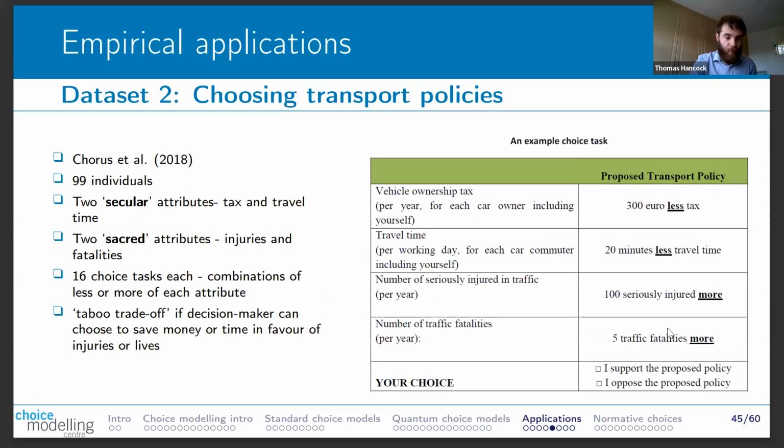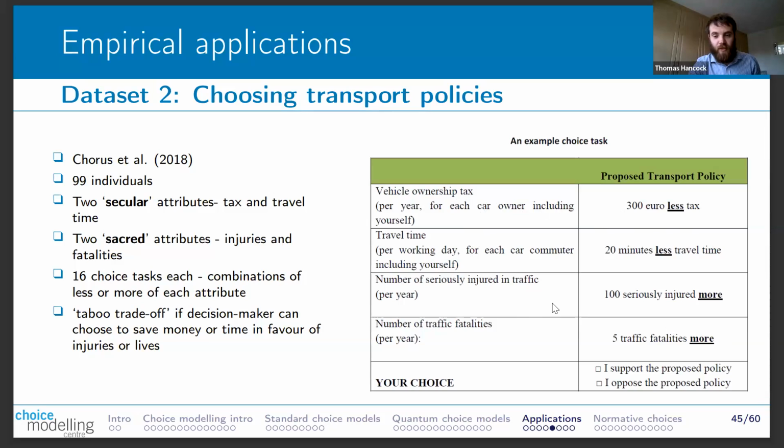Second case study, one of the case studies from our moral choice paper, where we had a potentially dodgy new transport policy. We're going to build new roads. It may result in you having less or more vehicle ownership tax. Travel time might change, but these new roads potentially have more accidents or not.